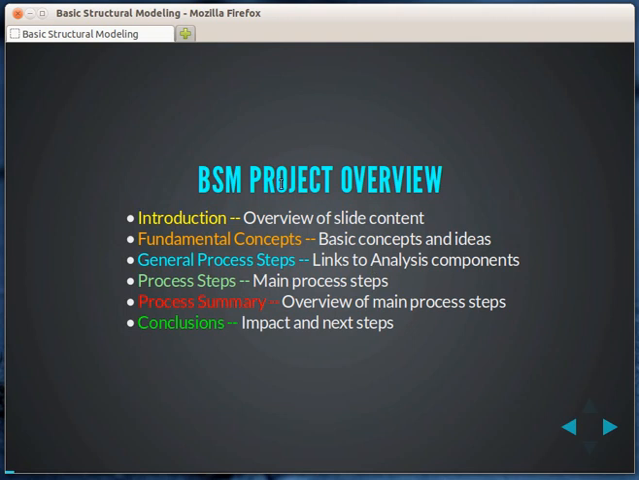So, the basic structural modeling project overview. I'll introduce the slide content that's been reorganized a little bit. Fundamental concepts, we'll go over those again. And then the general process steps. I've reorganized these a little bit so that they're easier to understand, more modularly associated with each primary step. And then process steps, which we'll touch on lightly today, but not finish up very much at all. And then, of course, process summary and conclusions.